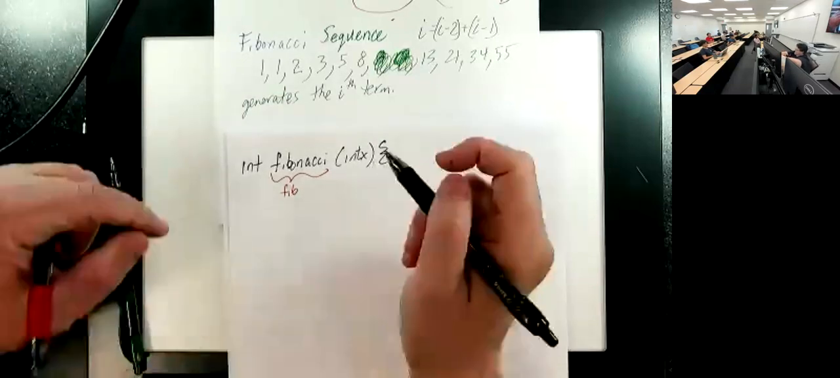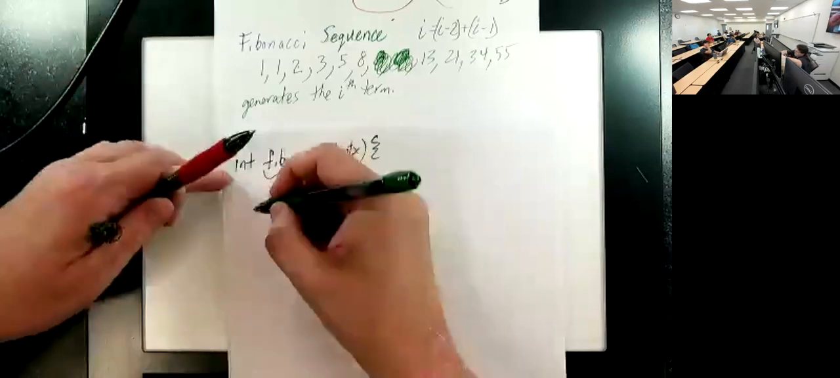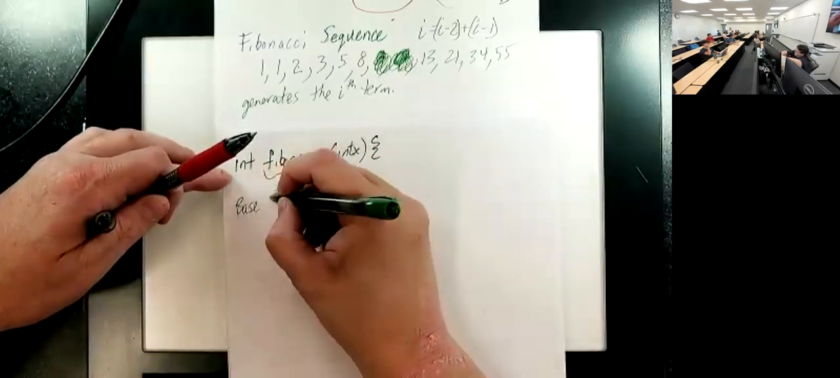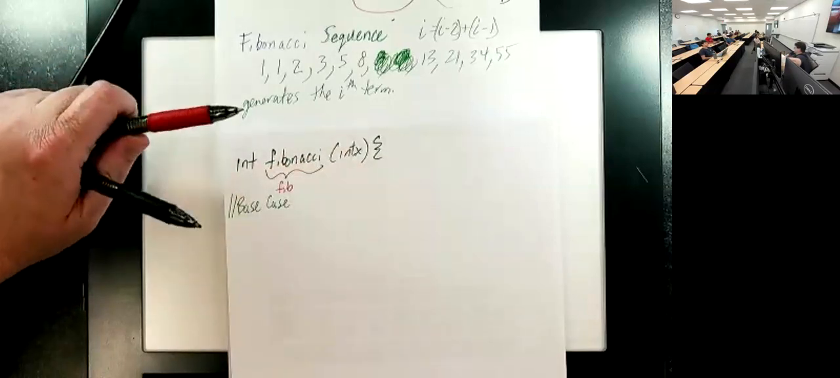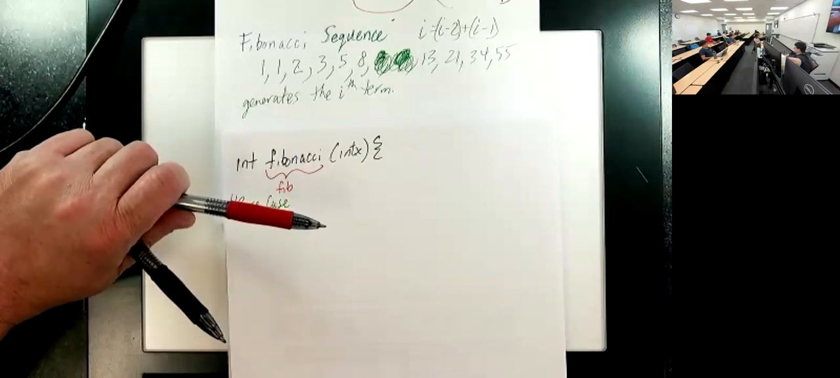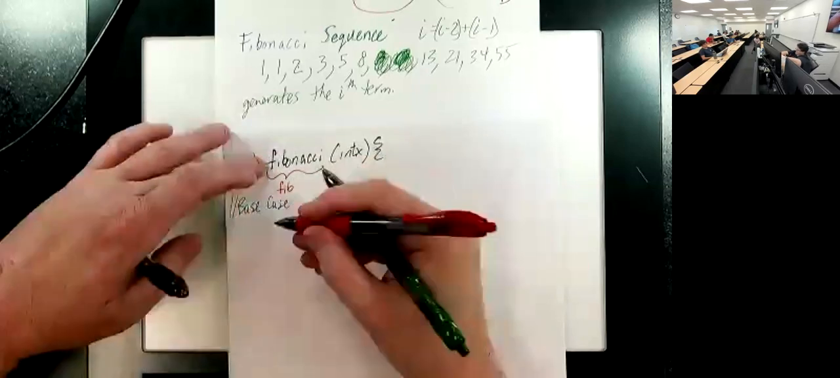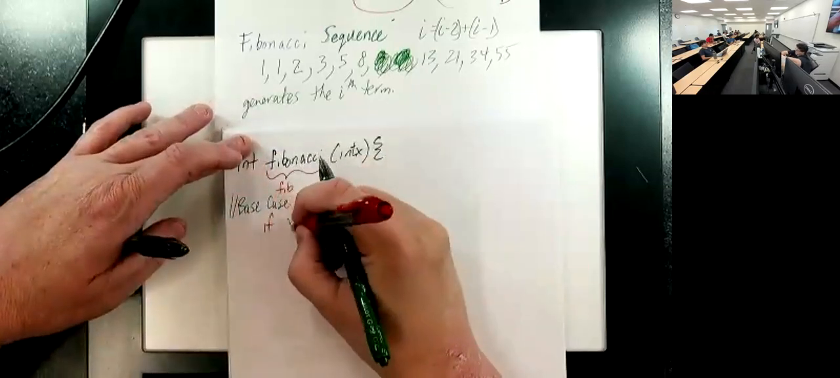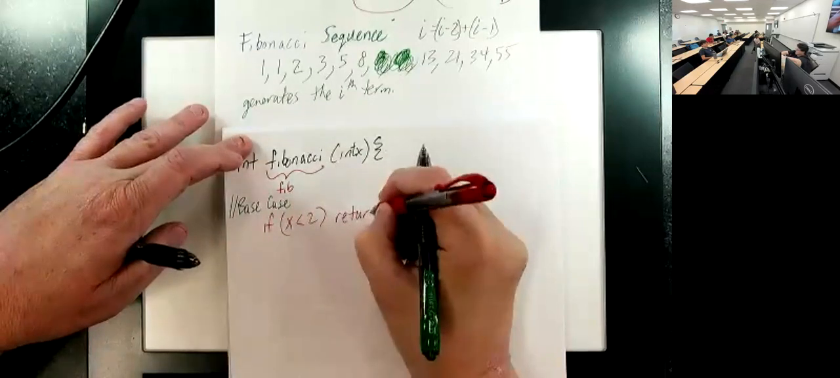So in this, we have to have a base case, a case that terminates the program. So the base case, if we're passing in x and we're going recursively on it, is if x is less than 2, return x.